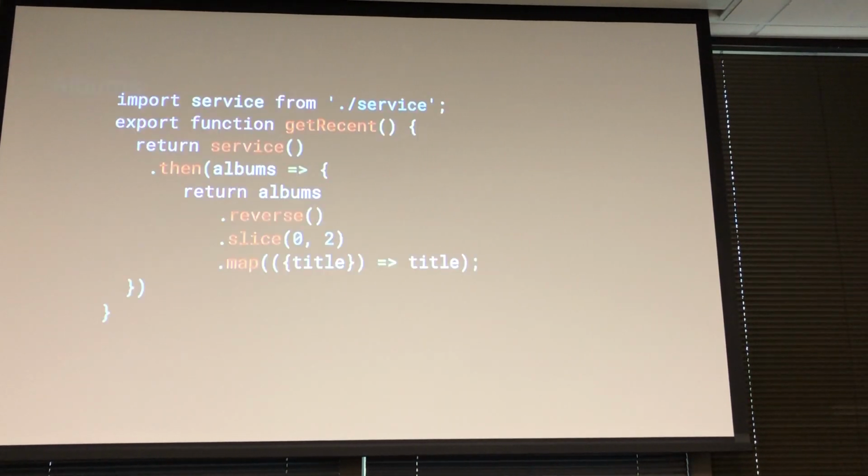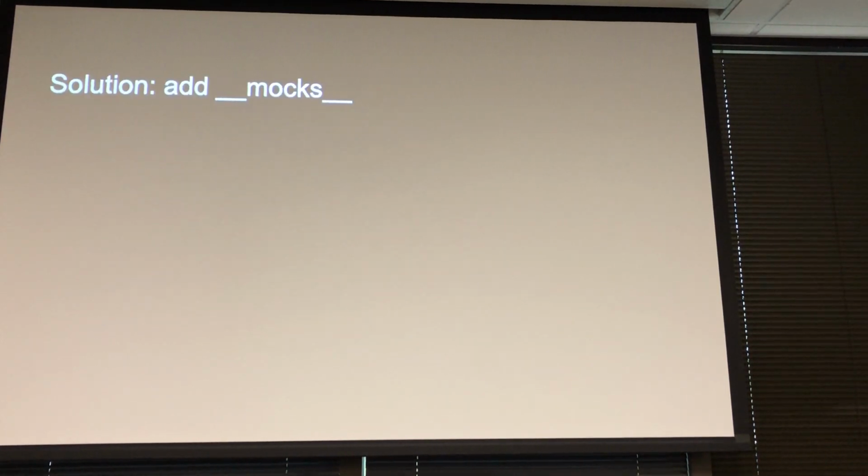All right, let's see how much I put in here. So we have a function, and it's going to call a service. It's going to get a series of albums, and it's going to reverse those and get the most recent two. So in other words, it's going to get the two most recent albums by some band. So you're going to have to use your imagination a little bit. Imagine the service is some sort of AJAX call.